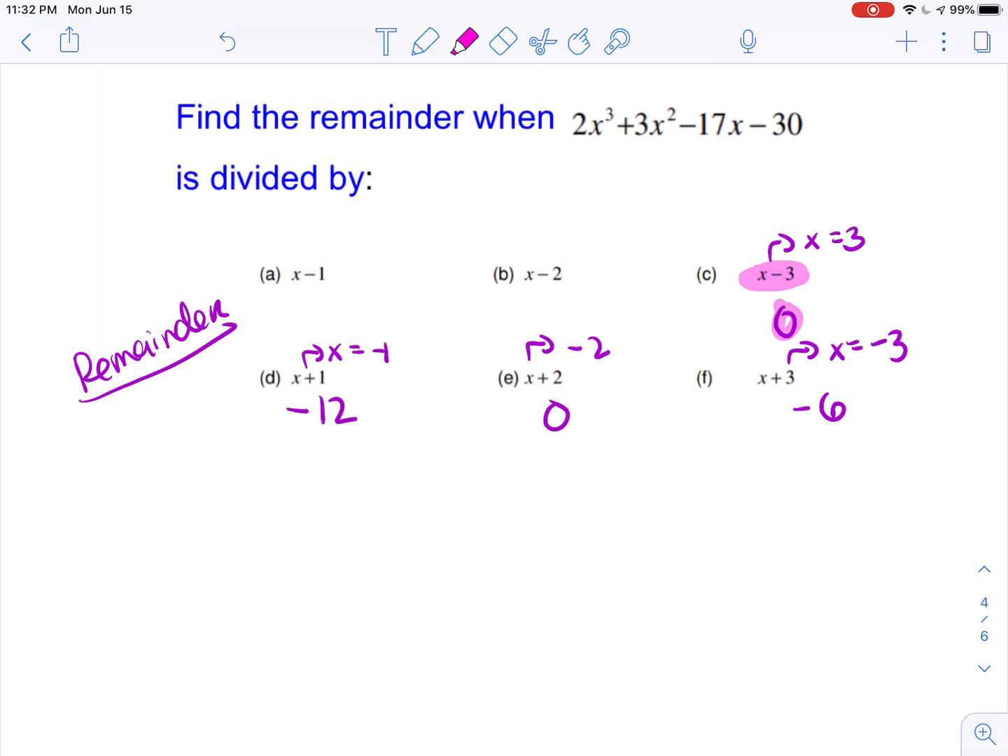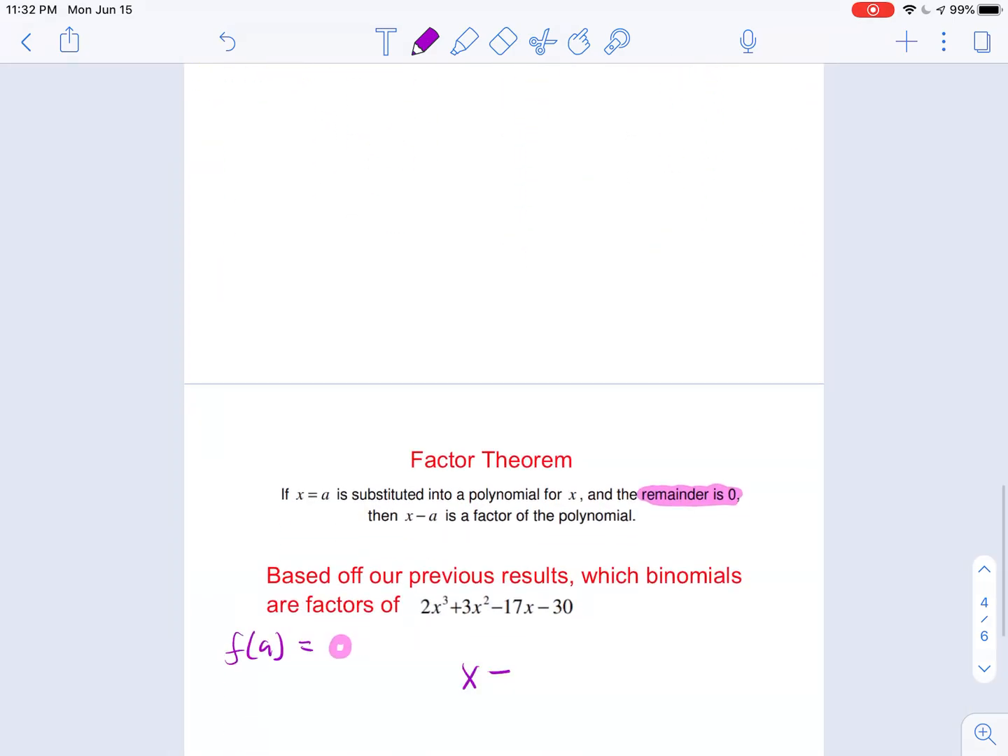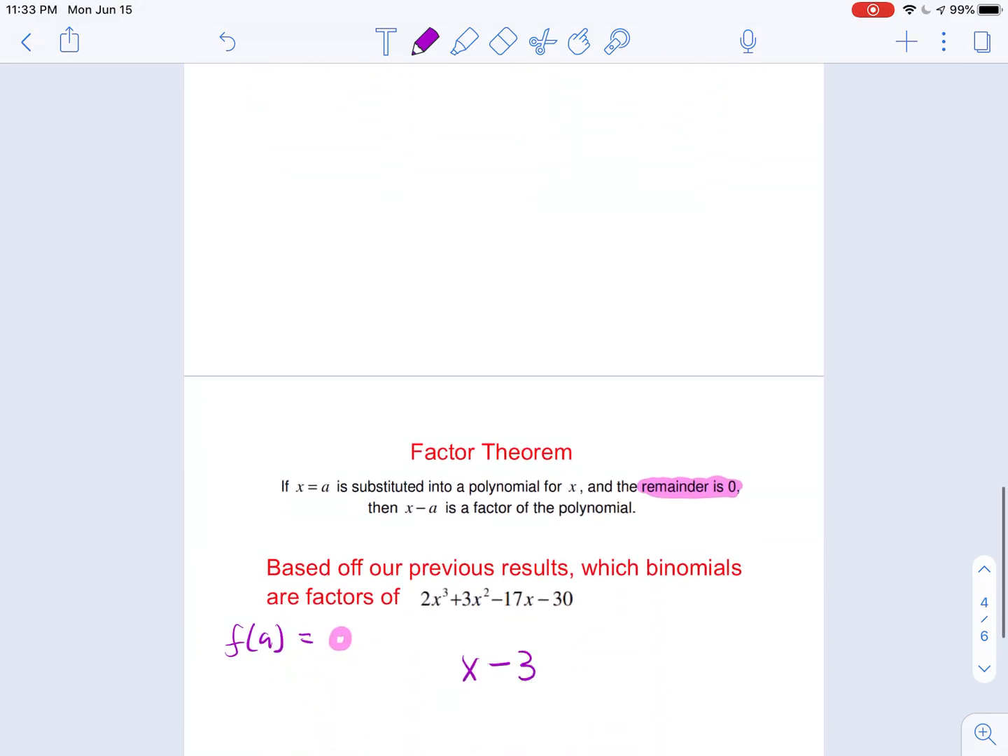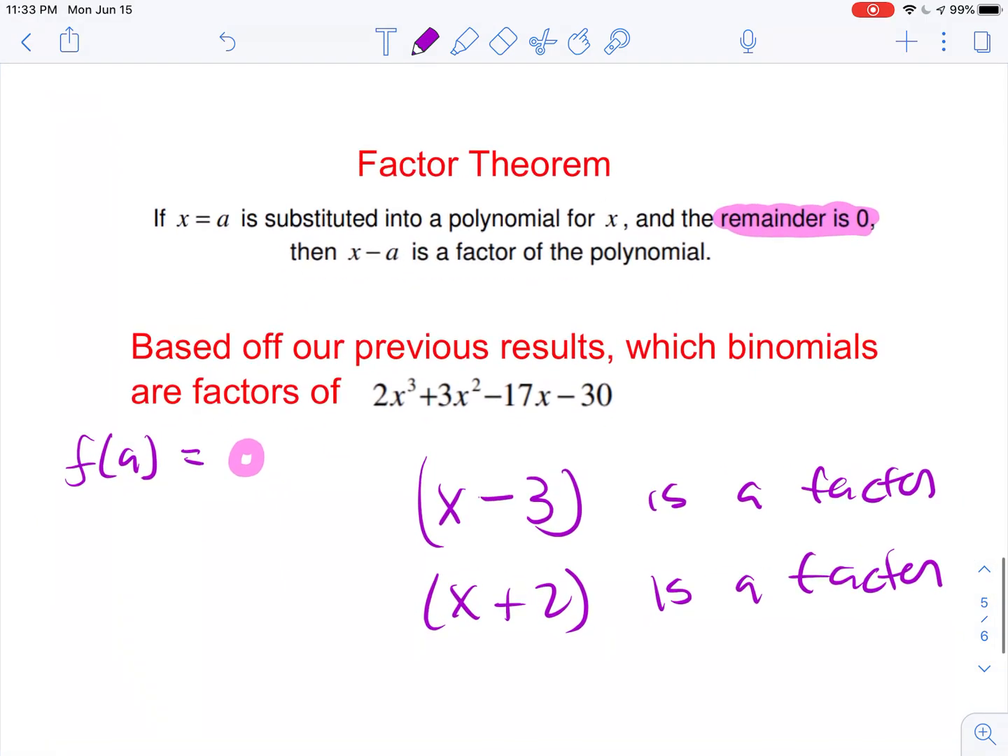Well, that's x minus 3 and x plus 2, which means both of those two binomials are factors. So x minus 3 is a factor, and x plus 2 is a factor. Okay, so that's the idea behind the factor theorem. If you plug in the value and you get a value of 0, you can identify that particular binomial as a factor.